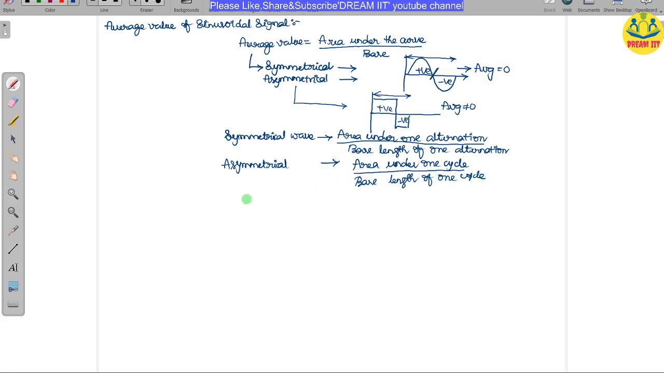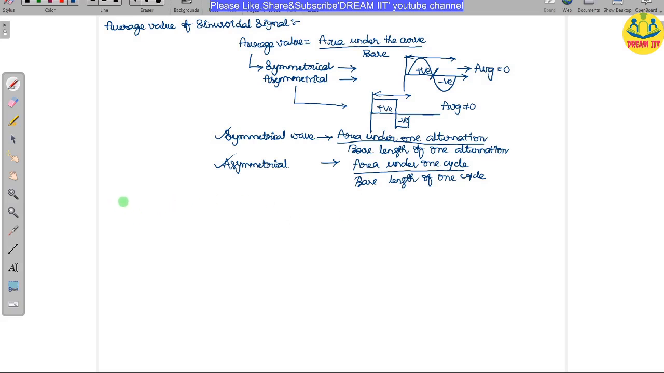So for a symmetrical wave it is enough to calculate for half a cycle. For an asymmetrical wave you have to calculate for the complete cycle. This is the basic definition of the average value. Average value is the area under one alternation divided by the base length of one alternation for a symmetrical wave. For an asymmetrical wave, it is the area under one cycle divided by the base length of one complete cycle.